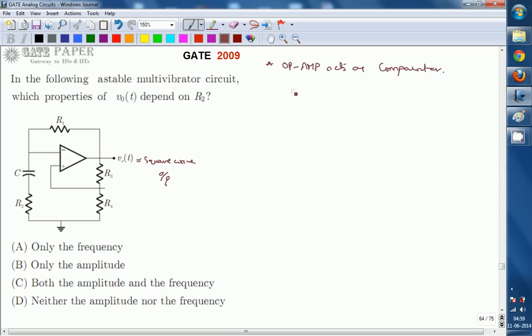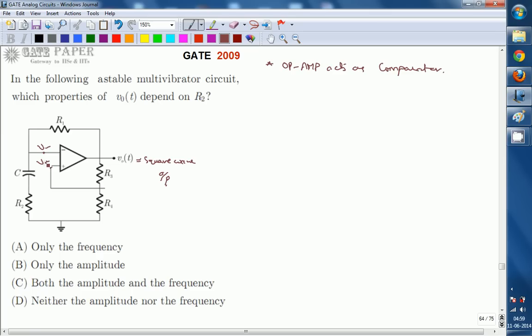The operation of a comparator is nothing but that it compares both the input signals, whichever is more positive. Based on that, the output may be at either plus V saturation or at minus V saturation. Okay, now look at this one. There are two inputs attached: the voltage at the inverting terminal, V minus, and the voltage at the non-inverting terminal, V plus.